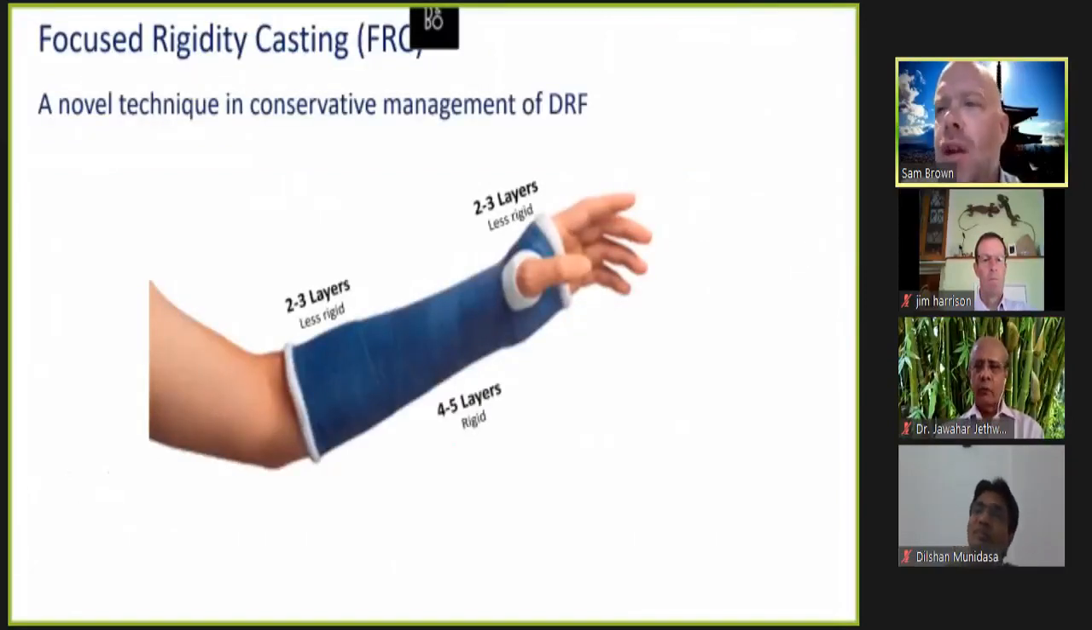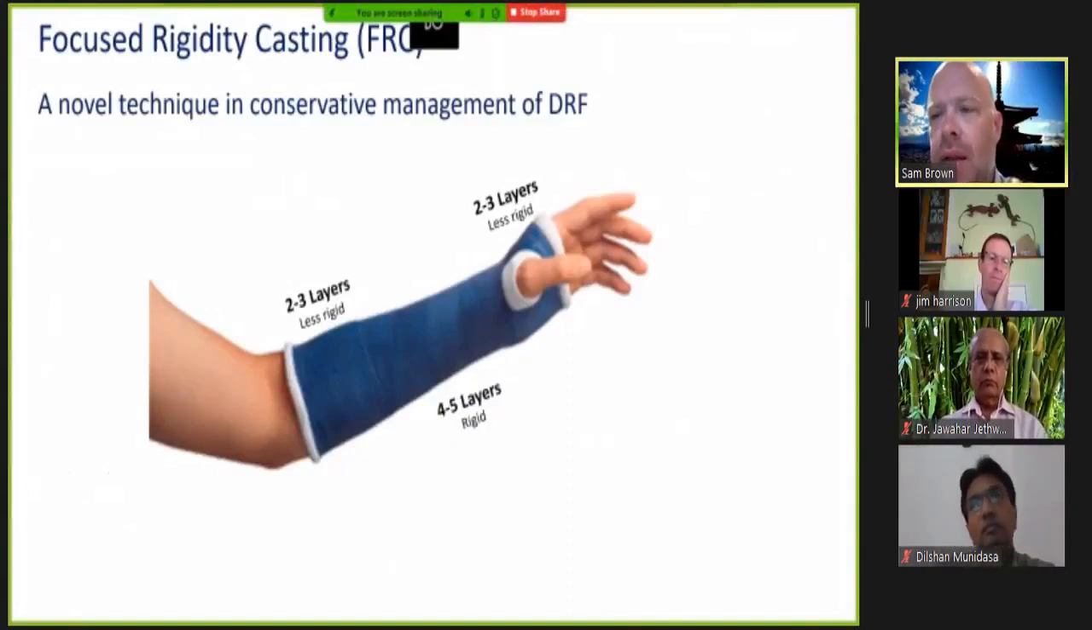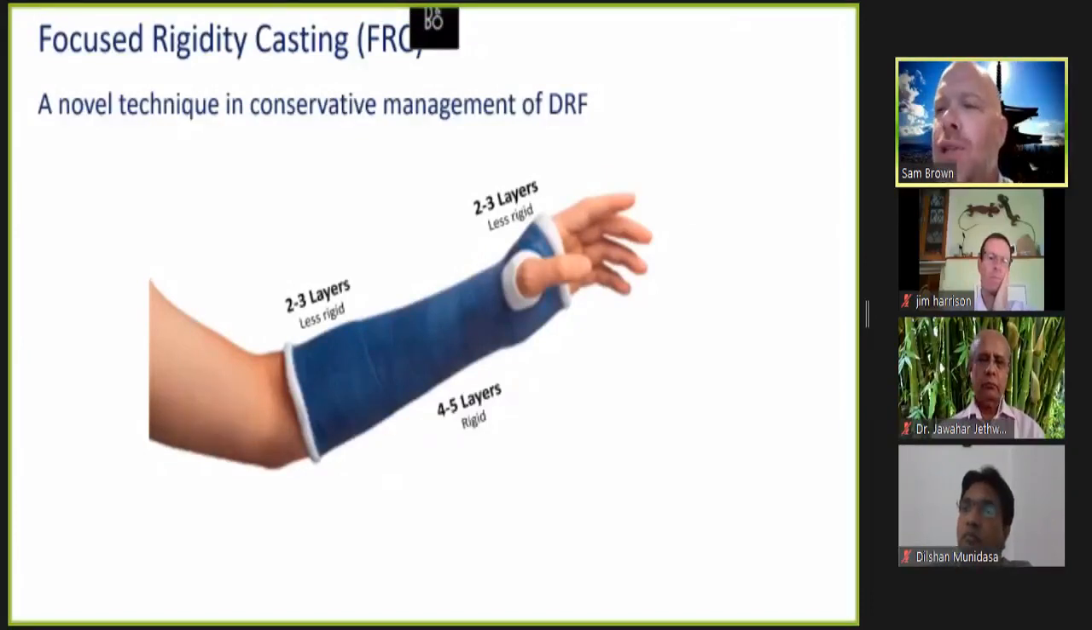So the video we're going to show is a technique we developed. It's called focused rigidity casting. Basically the concept is to put multiple layers of the fiberglass or polyester where you need it the most. With the polyester, you can see on the dorsal side, I only keep 2 or 3 layers. Now, it says less rigid, but it's still stiff. But on the volar aspect, you can see there's 4 or 5 layers, and it's super stiff there. Once you get above 3 layers, you need a cast saw to remove the cast. But if you keep it 2 to 3 layers, you can use scissors to remove the cast. Next.